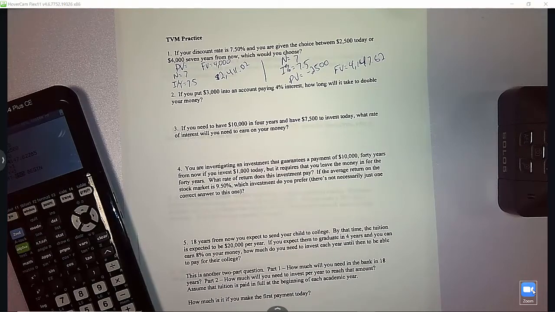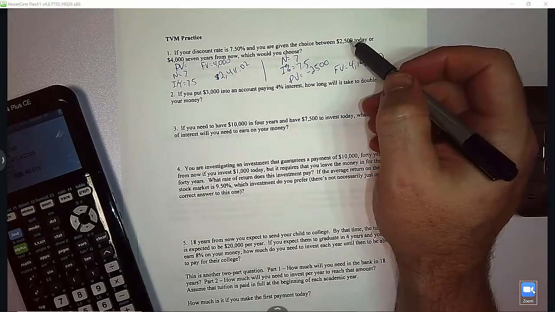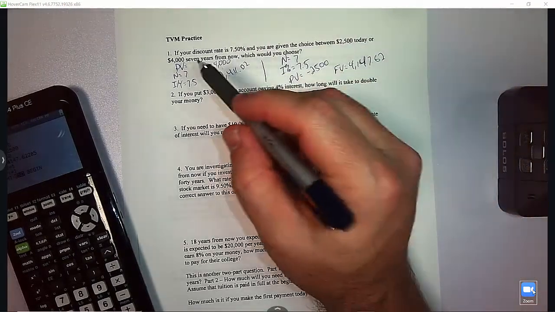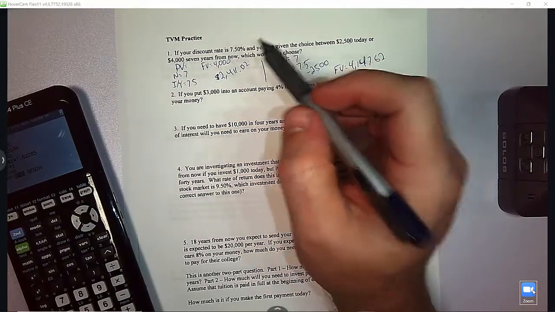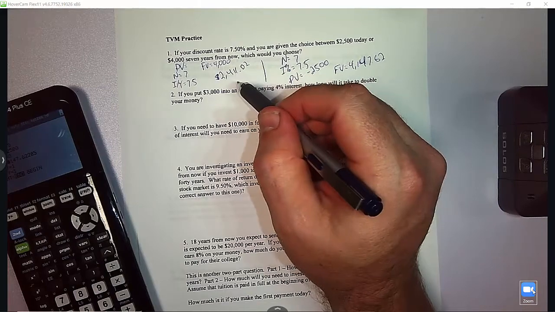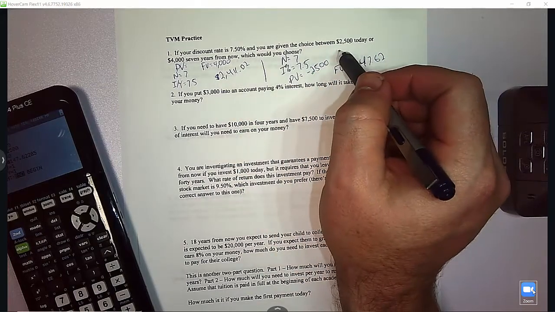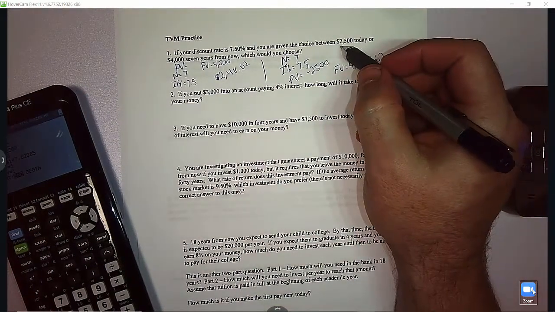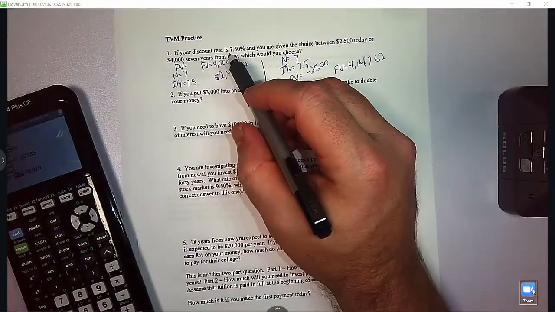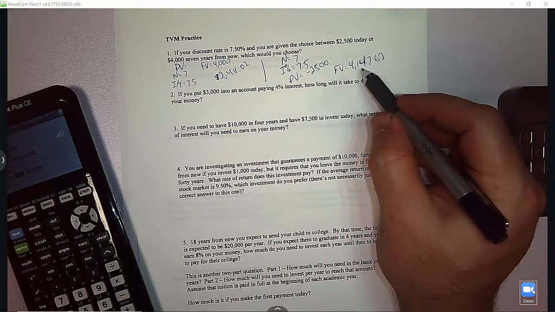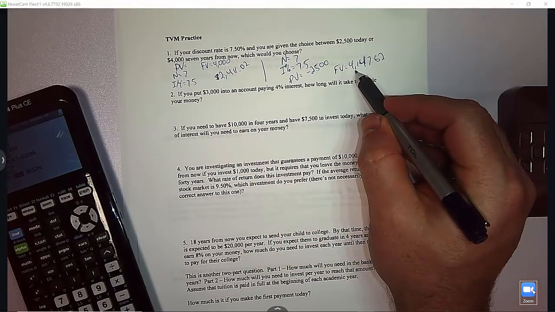Now it's up to you what you would choose. What I would recommend is to choose the $2,500 today. The reason is that if I chose the $4,000 7 years from now and my discount rate is 7.5%, the present value of that $4,000 is less than the $2,500 I would get today. Alternatively, if I took the $2,500 today and invested it at a 7.5% interest rate, I would end up with more than $4,000 7 years from now.